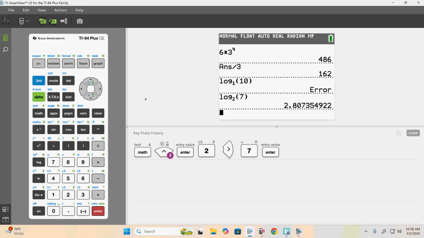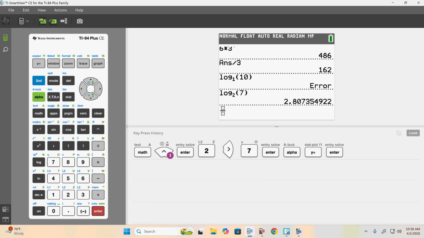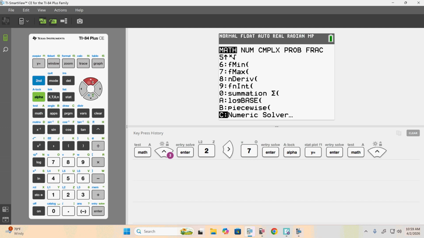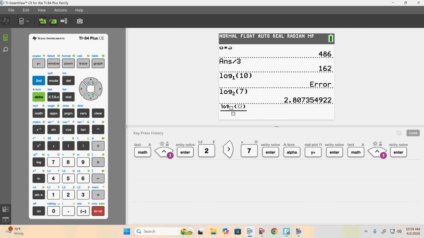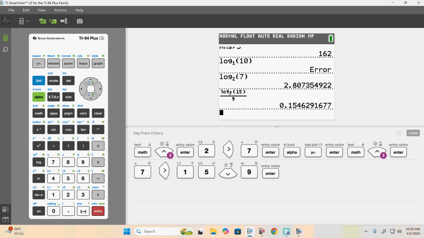Now, if we wanted to do this in the graphing calculator, the first thing I would do is alpha y equals enter. I want that fraction first. And while we're on top, we can go to math, log base 7 of 15, and that is over 9. That tells us the decimal approximation is 0.154629167, or if we go to 3 decimal places, 0.155.